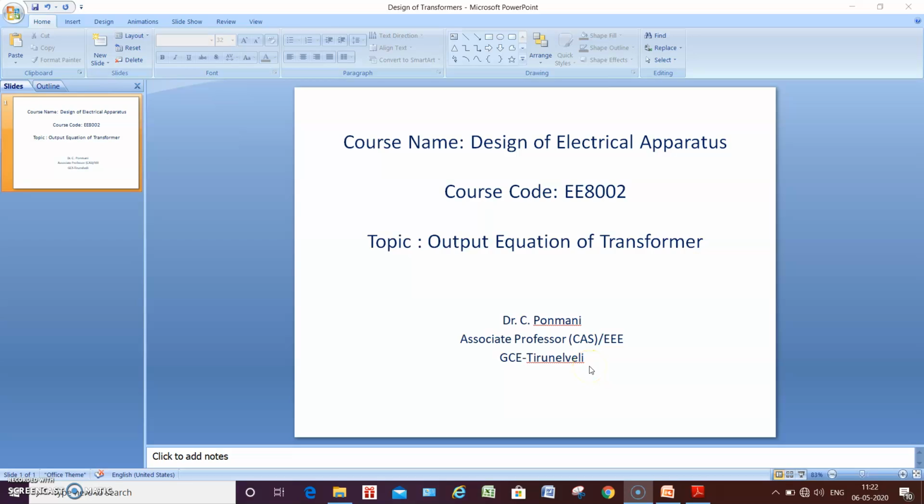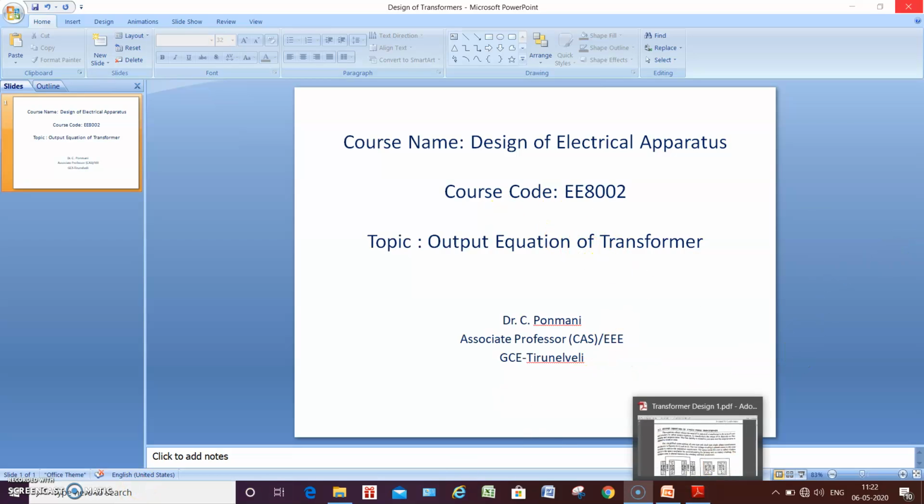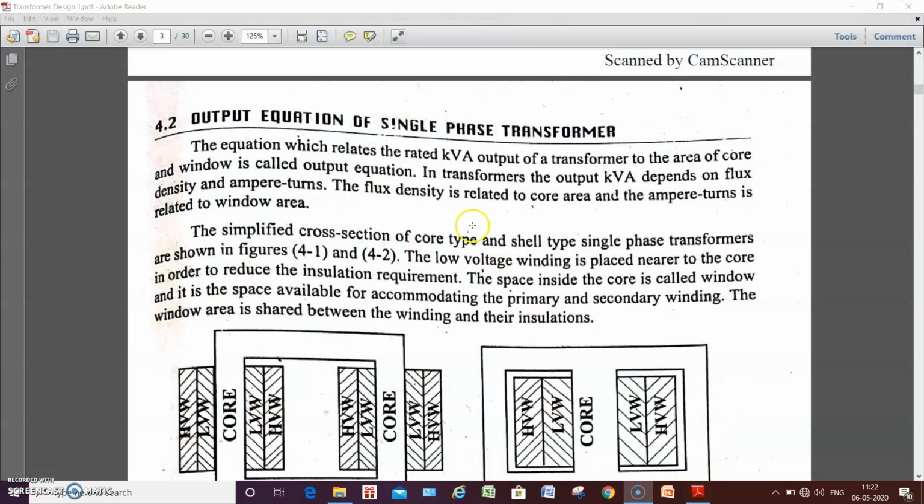Good morning, students. So we are going to discuss the design of transformers in this class in the subject design of electrical apparatus. So already we have completed the output equation of transformers. Anyhow, I want to give a quick recap of this output equation of single phase and three phase transformers.